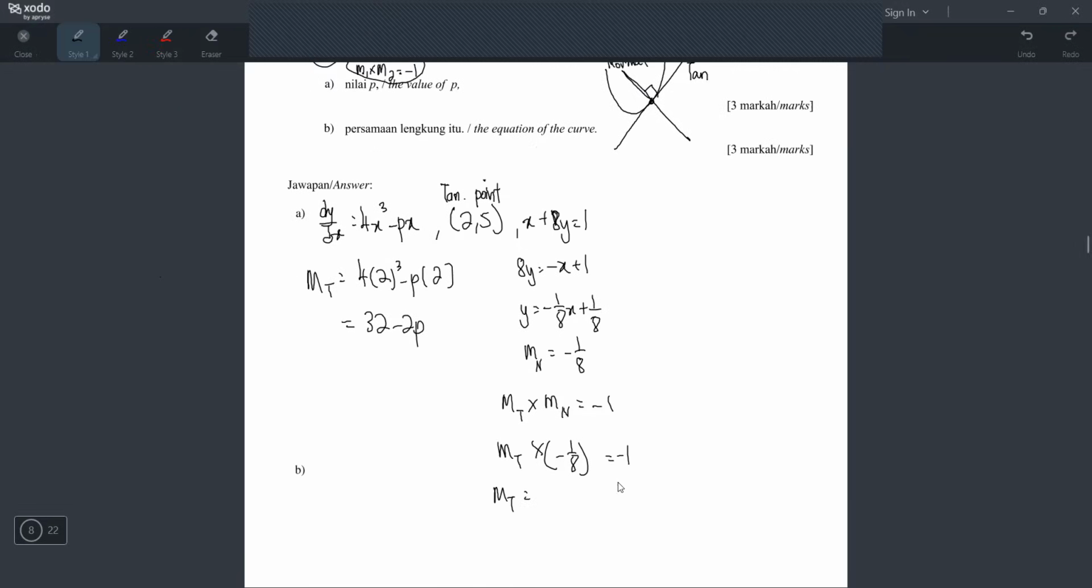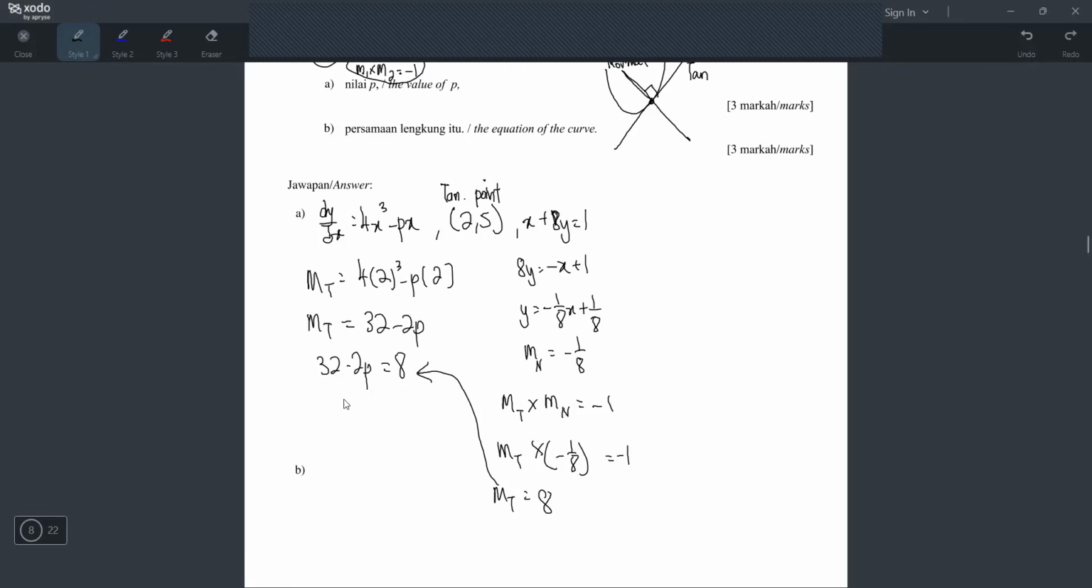Just take -1, divide -1 over 8, which is 8. Right? So what is my mt? 8. But look at this. This is also mt. This is also gradient tangent. So this and this can equal. It means the 32 minus 2p can equal 8.